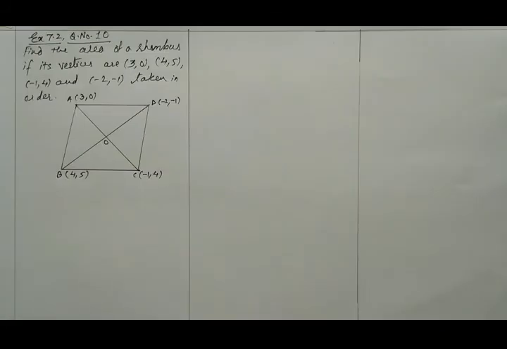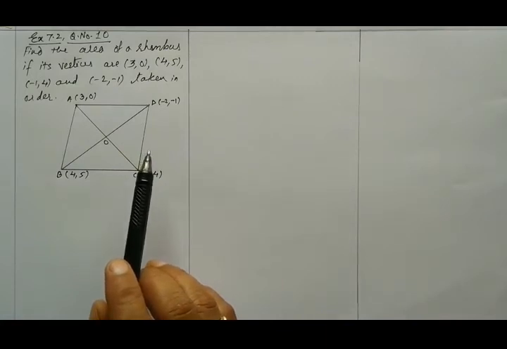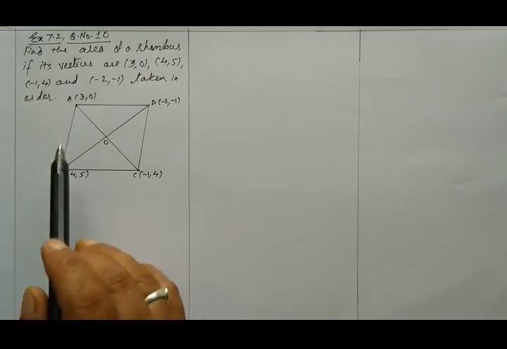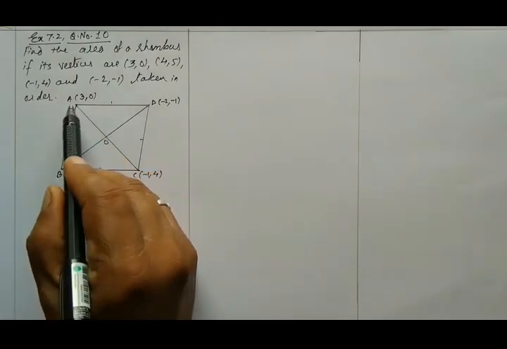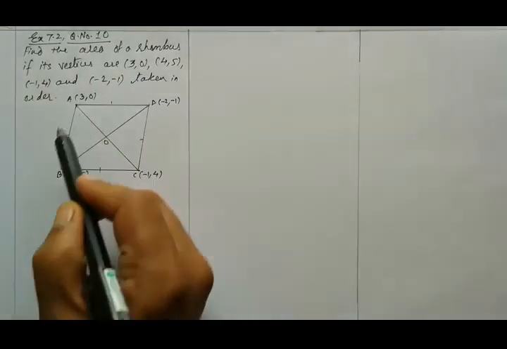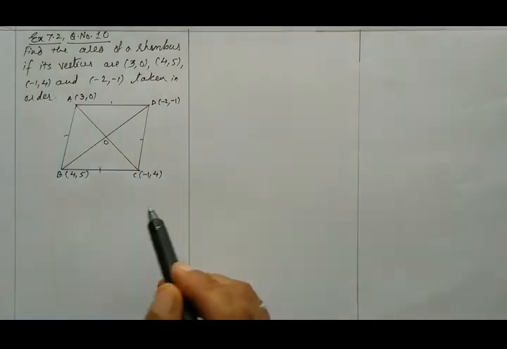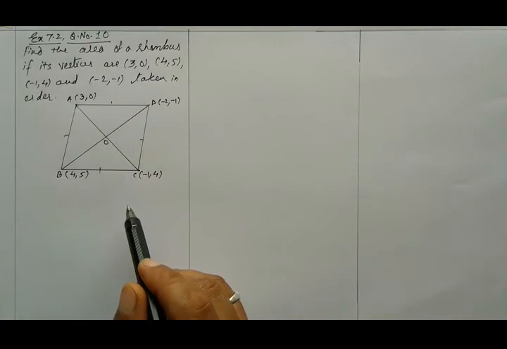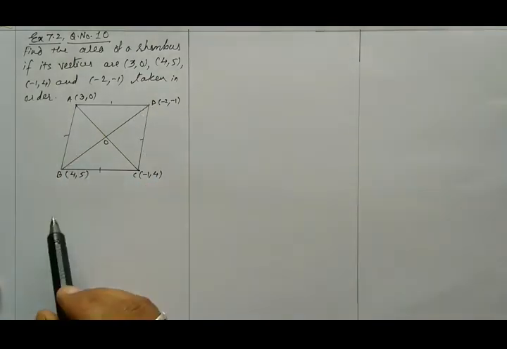Let us discuss question number 10 of exercise 7.2. Find the area of a rhombus if its vertices are (3, 0), (4, 5), (-1, 4) and (-2, -1), taken in order. So I have drawn here a figure, rhombus ABCD. All sides are equal, so it is a rhombus, and the vertices are named A, B, C, D, taken in order anti-clockwise. Then you have to find the area of the rhombus. For the area of a rhombus, we know the area is half into the product of the diagonals. So here AC and BD are the diagonals, so we want to find distances AC and BD.